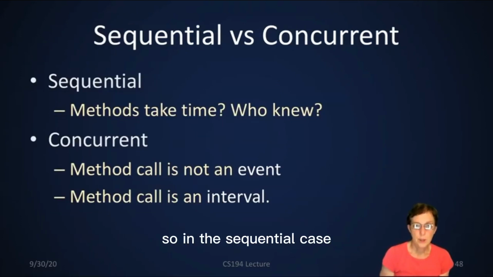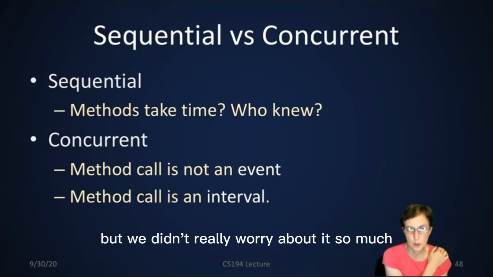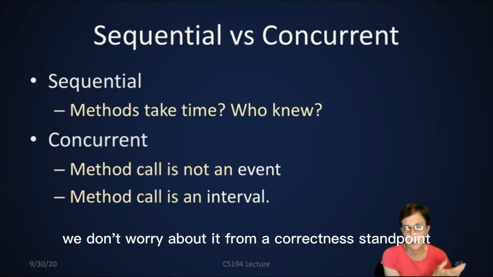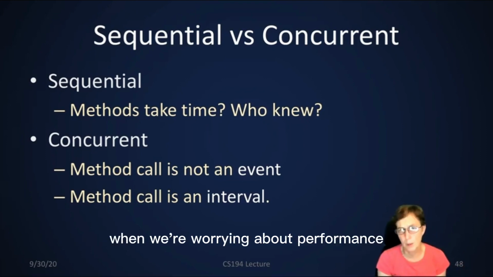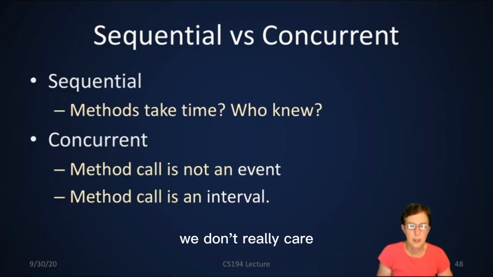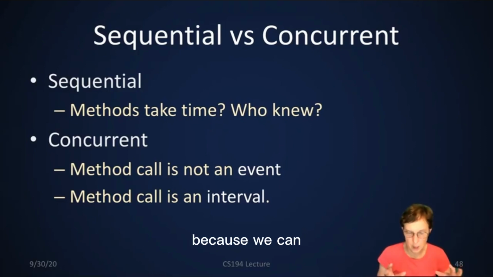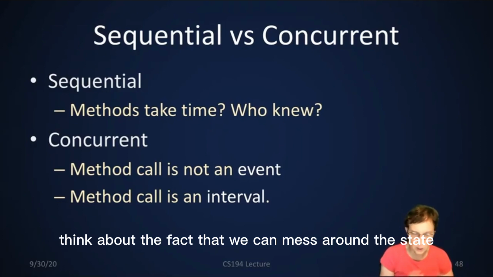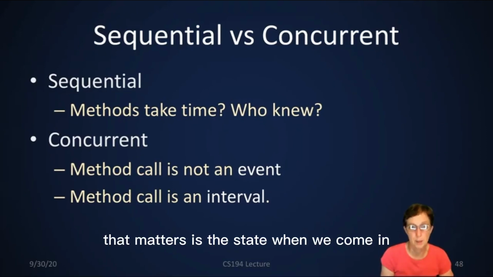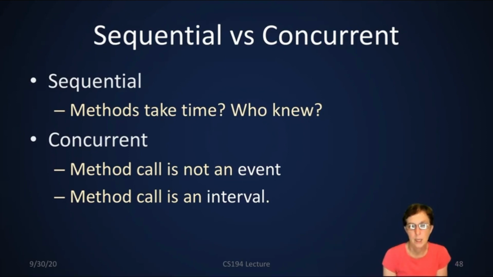So in the sequential case, methods also took some time, but we didn't really worry about it so much. We don't worry about it from a correctness standpoint. We do worry about it a lot when we're worrying about performance, but in terms of what it means for a queue to be correct, we don't really care that it takes some time for a method, because we can mess around with the state, but really the only thing that matters is the state when we come in and the state when we go out of the method.